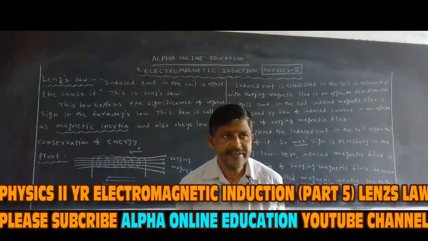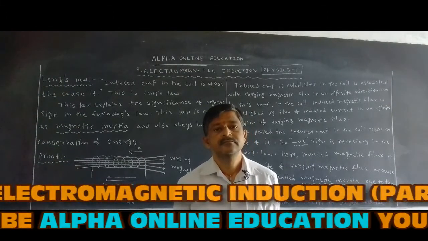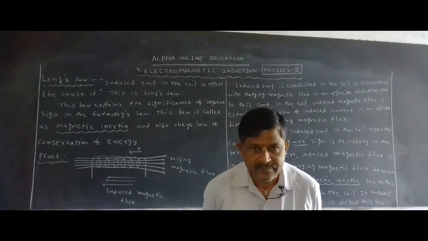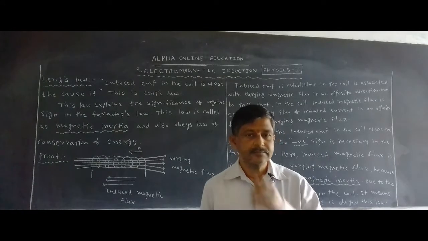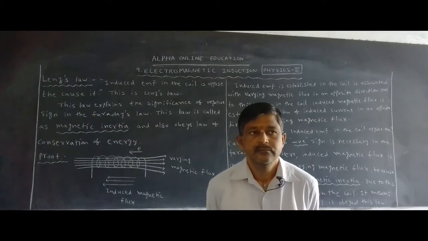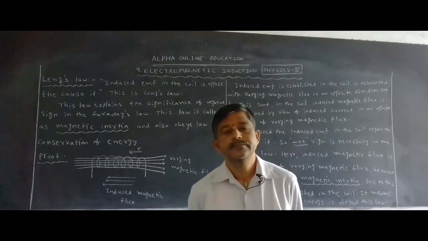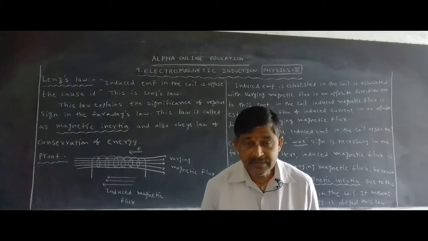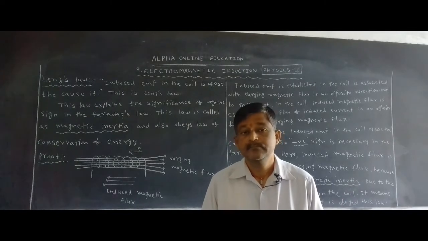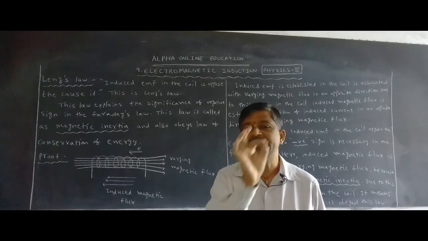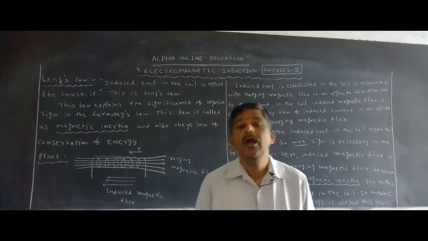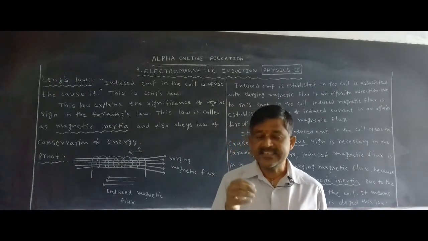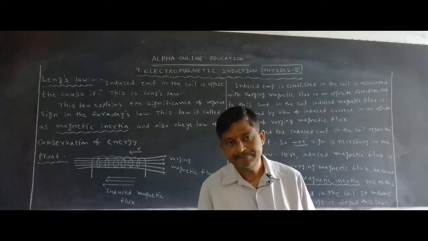In Faraday's law, everywhere we can say induced EMF in the coil is proportional to the rate of change of magnetic flux, but in opposite direction. In opposite direction, so we take a negative sign. Why can we take the negative sign? What is the significance? Is it necessary?